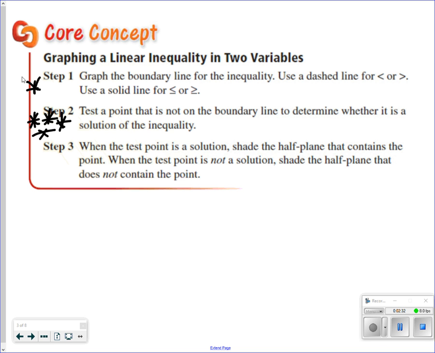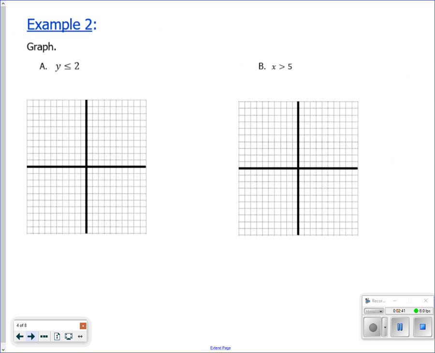Basically, don't pick a point that's on the boundary line, but you can also decide this by less than kind of being below and greater than above. So I'm going to give you a little bit of a shortcut as we do this as well. All right, here we go.